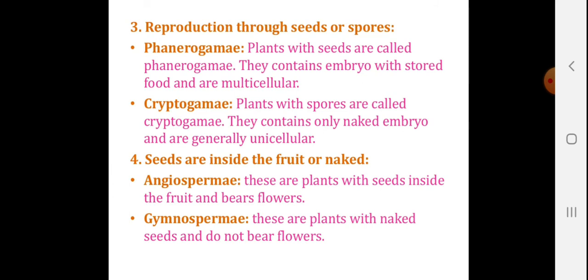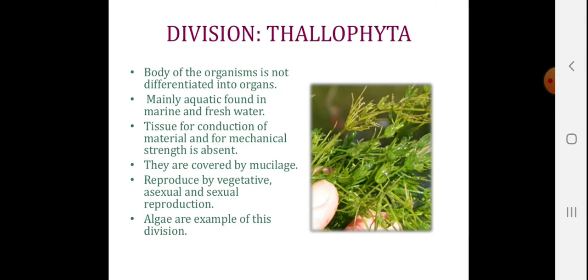So first is angiosperm. These are the plants with seeds inside the fruit, or they bear the flower. Gymnosperm, these are the plants with the naked seed and do not bear the flower. Let's talk about the division Thallophyta.